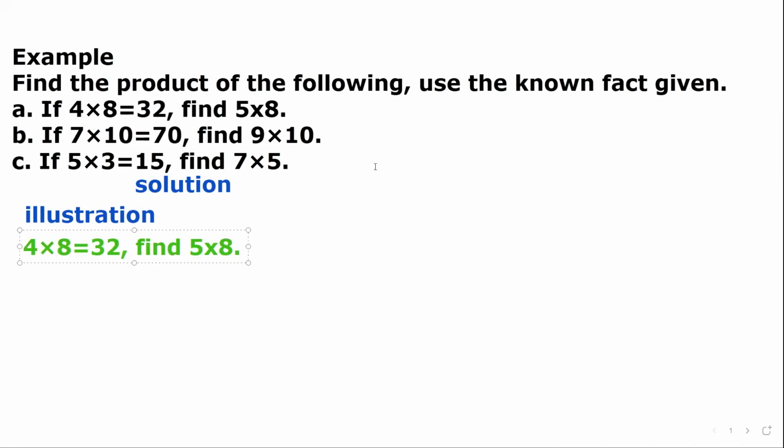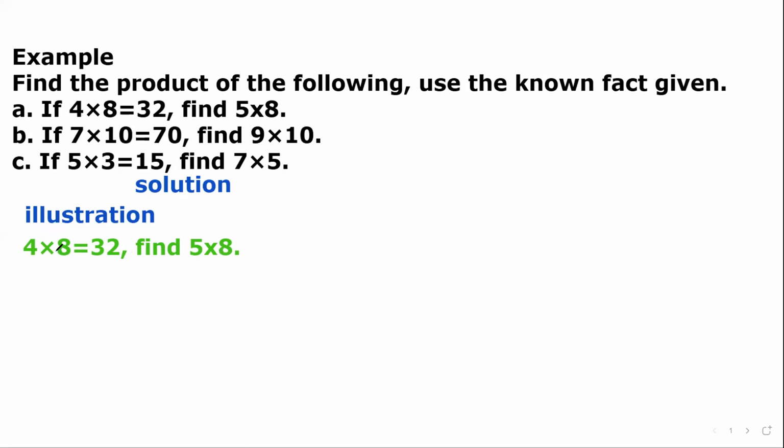Now, this is the question here. The first thing you have to do is identify the known facts. The known fact is 4 times 8, that gives us 32. And the unknown fact is 5 times 8. That is the one that we don't have the answer to.